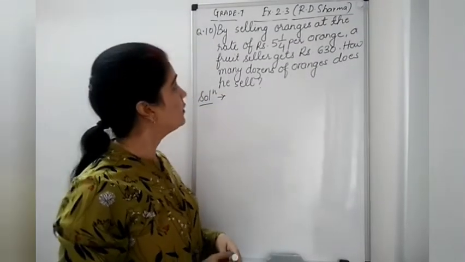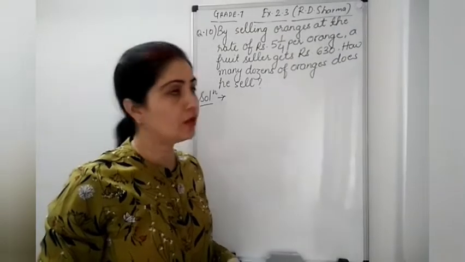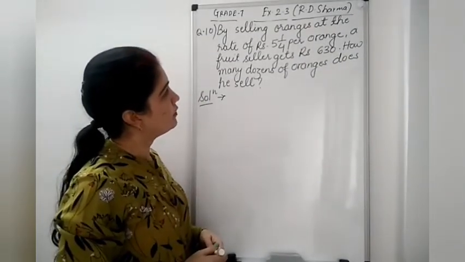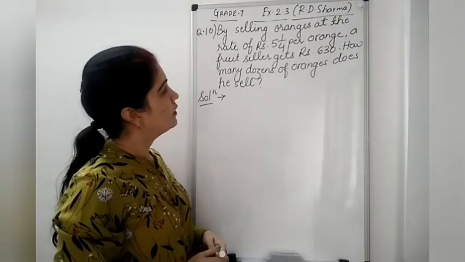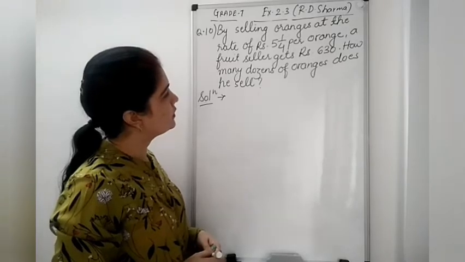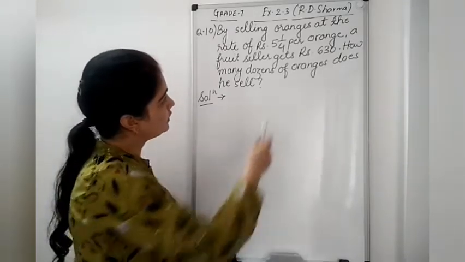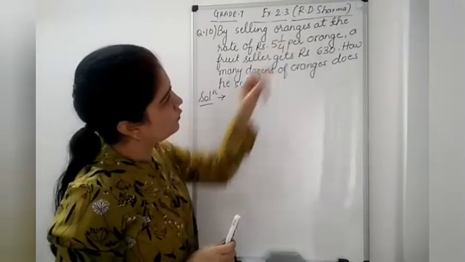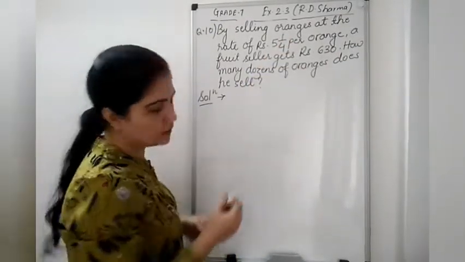So now we are going to solve another question from exercise 2.3. Question number 10. By selling oranges at the rate of rupees 5 1 upon 4 per orange, a fruit seller gets rupees 630. How many dozens of oranges does he sell? So one orange he is selling for 5 1 upon 4 rupees.